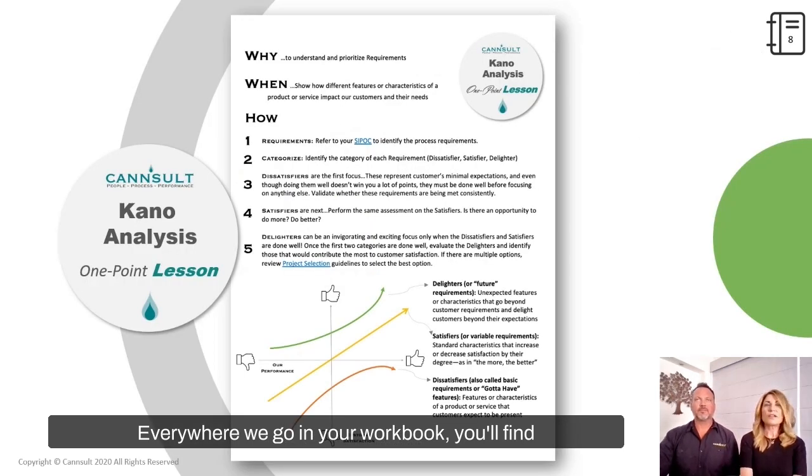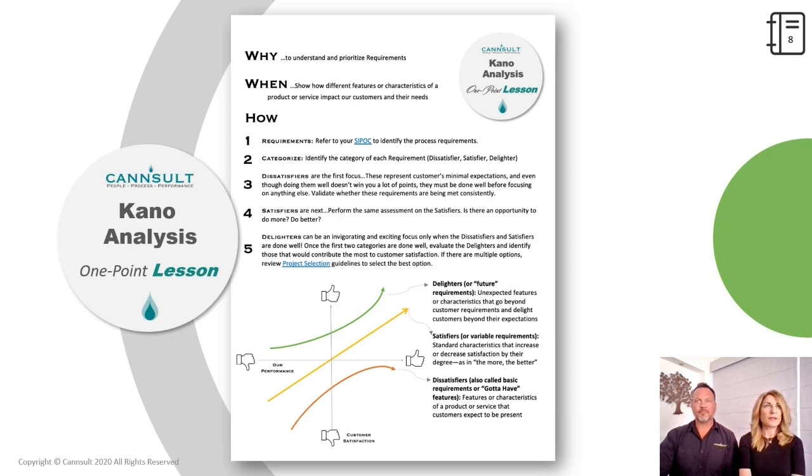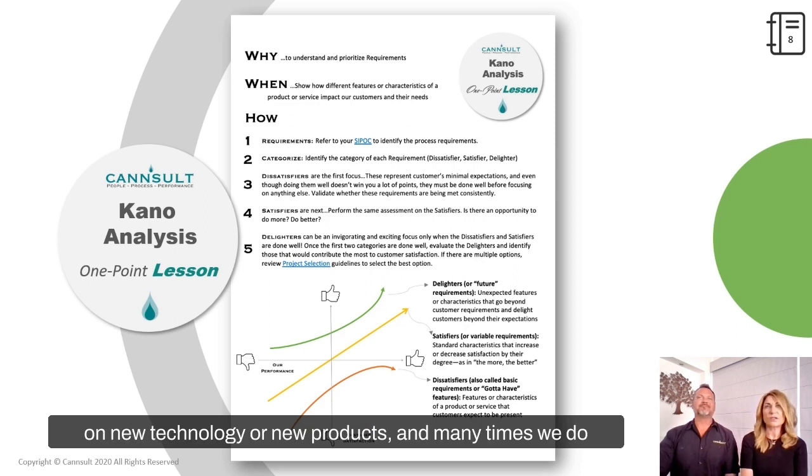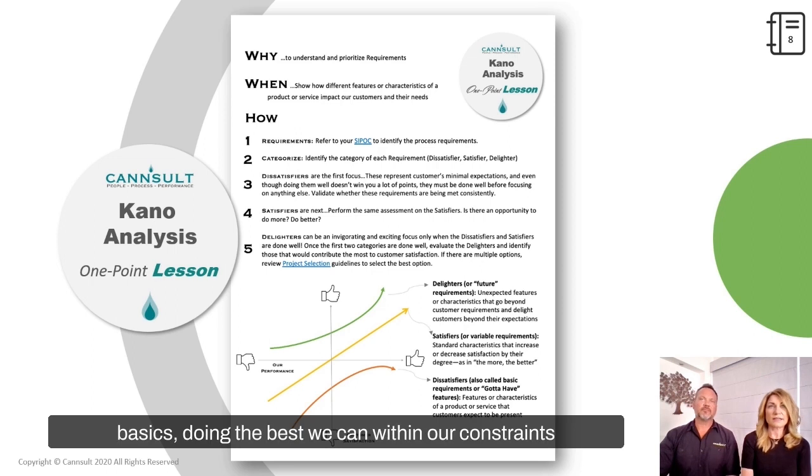In your workbook, you'll find your one-point lesson for the Kano analysis. One of the most valuable takeaways from this tool is to prioritize the requirements. For teams, typically it's the most fun to work on the new stuff, on new technology or new products. And many times we do this while we're failing to deliver the basic needs. It's the equivalent of getting that nice cocktail when you enter your dirty hotel room, and that's no good. As a priority, we have to focus on being great at the basics, doing the best we can within our constraints for the satisfiers, and then we can do the fun work of figuring out our customers' future needs.